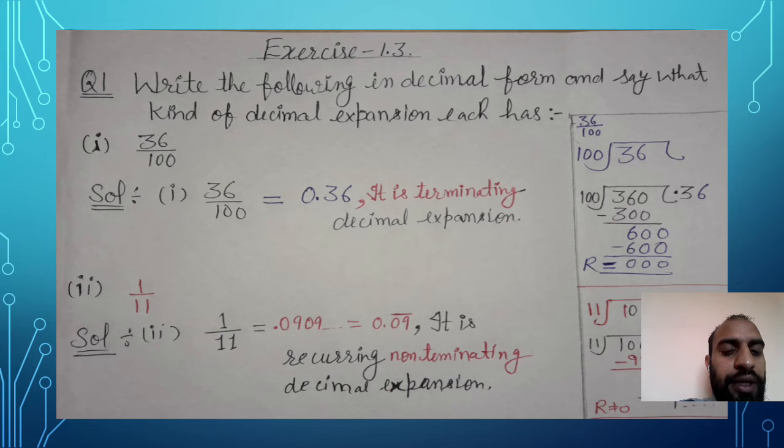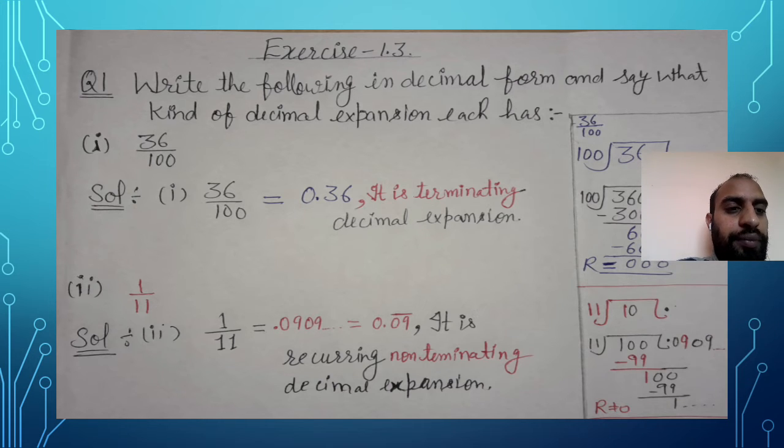Let's take the next case, 1 upon 11. So how to divide 1 upon 11? In rough area you can see, first when we are writing 11 outside and 1 inside, I need to put a decimal, so it becomes 10, but still 10 is less and 11 is more. That means we need to take one more 0 outside so that we can take inside also 0, so it becomes 100.